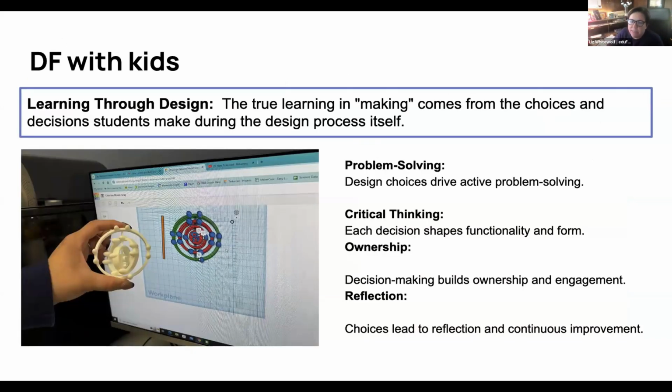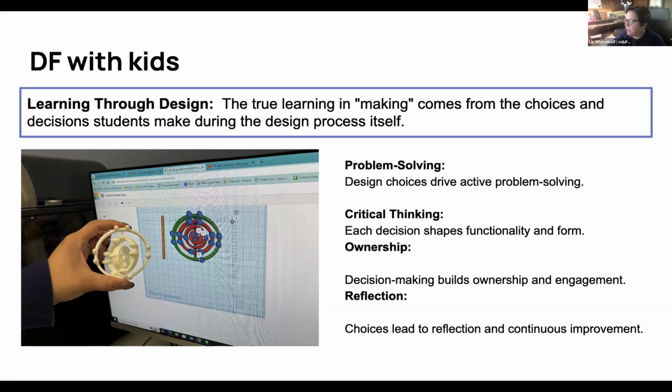So as I said earlier, really learning through design is what's happening in digital fabrication with kids. The true learning and making comes from the choices and decisions that students make during the design process itself. This is researched in basically STEM subjects, specifically science and mathematics. There's some research out there about this specific learning. So their problem solving, those design choices are for a specific reason, and they need to critically think about each decision: its shape, its functionality, why it's there.